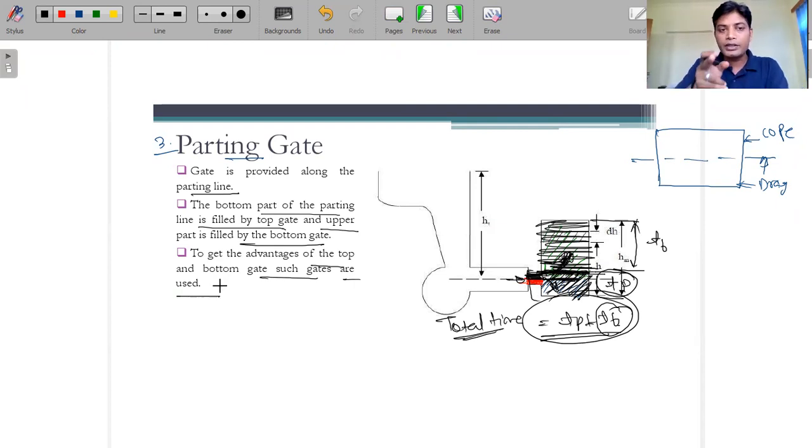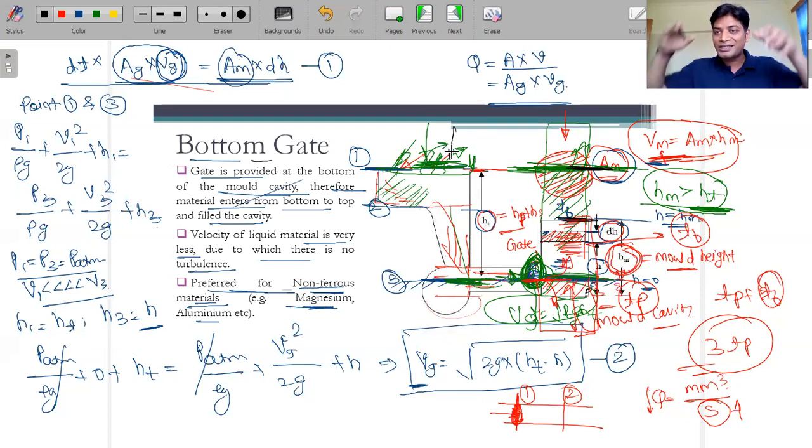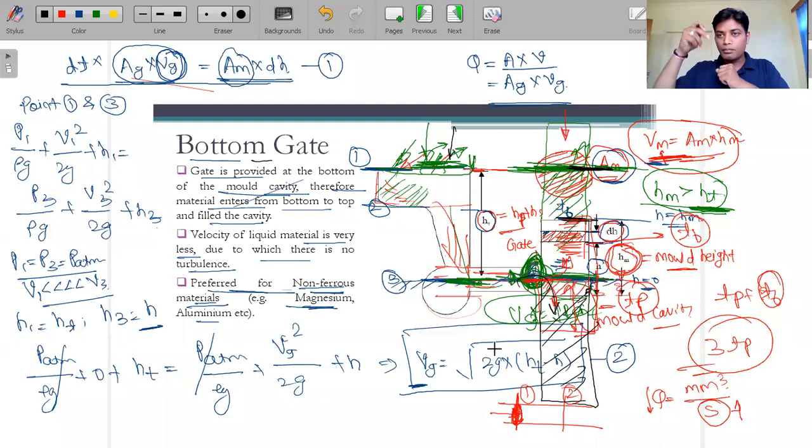Because in the last part, the bottom gate, as I said, if whatever molten material we are filling into the mold cavity is beyond this height HT, then we have to use an external agency or external pressure. So to avoid this external pressure, we can increase this height towards the bottom side. So this much amount of the material can be filled by the bottom gate, and the remaining can be filled by the top gate. Okay, so that can be managed.